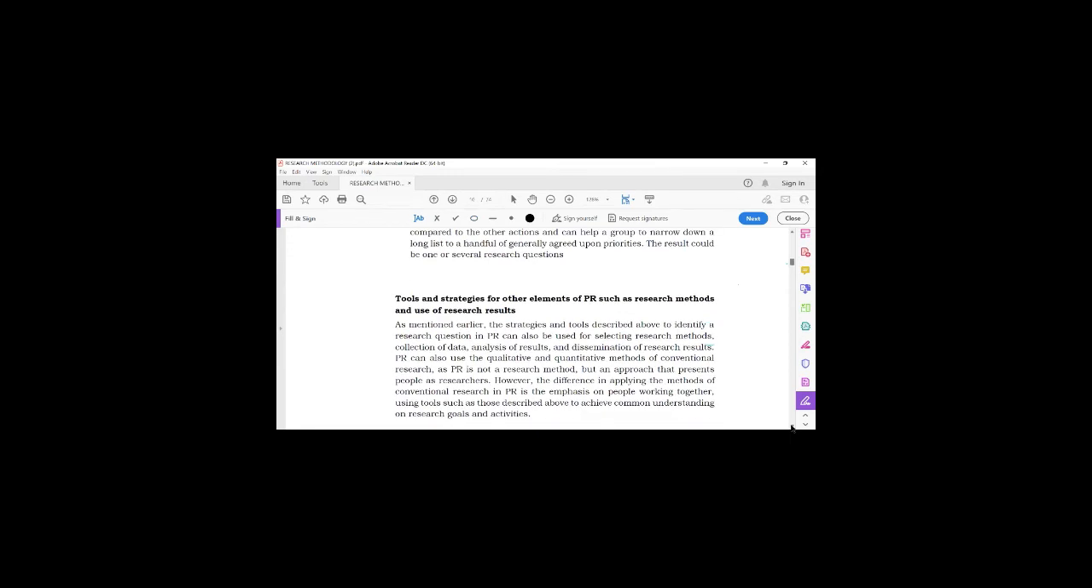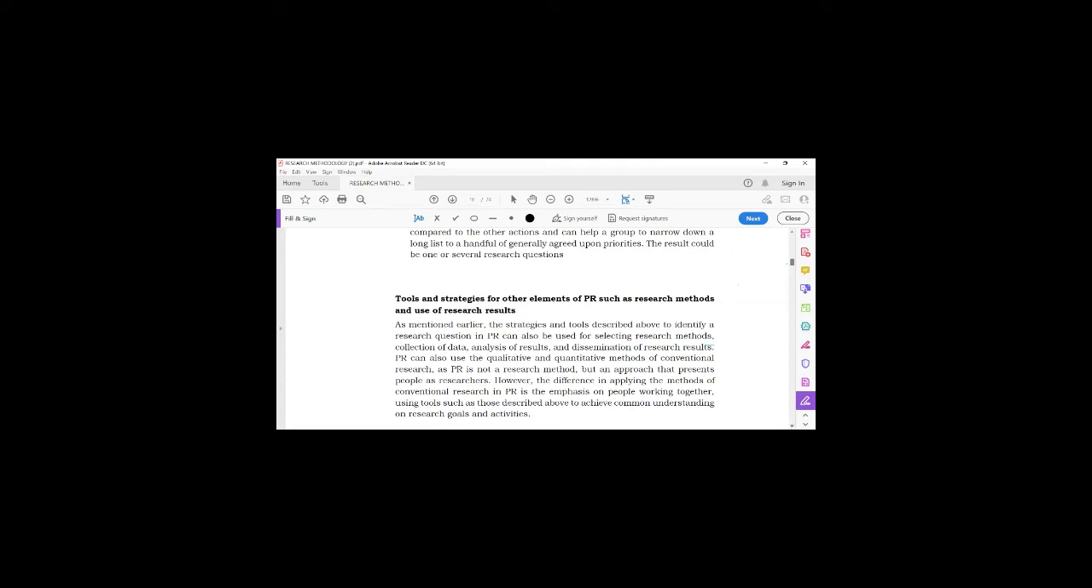Okay. And then we have various strategies for the other elements of PR. What is PR? What do you mean by PR? Participatory research. Excellent. So in participatory research, we all know it is not one person's domain, but you need full participation from the different domain areas.